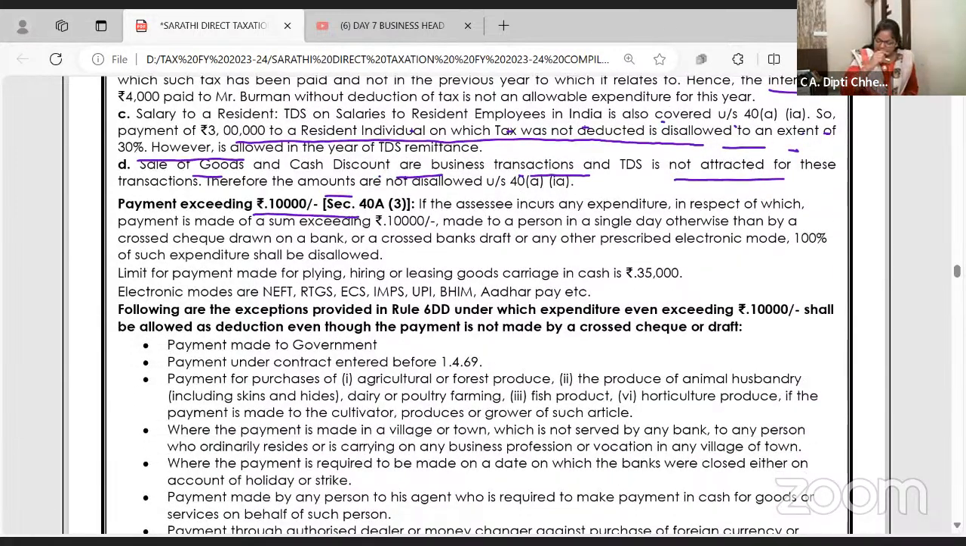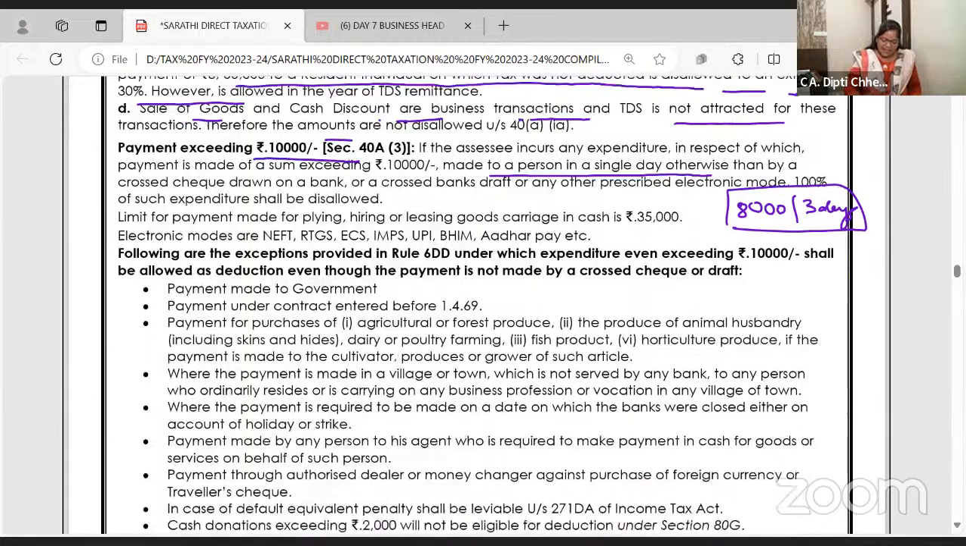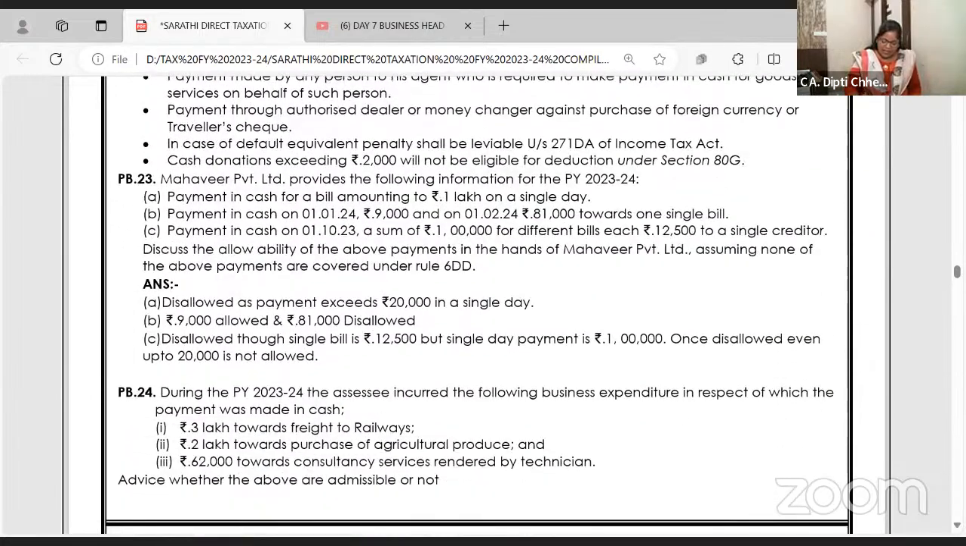Now, payment above 10,000 in a single day to a single person. Can I pay 8,000 to a person on 3 different days? Yes. Will it be allowed? Yes. But on a single day, to the same person, from morning to evening, if I pay 8,000 three times, it will become 24,000. Okay? Right. Some payments are allowed.